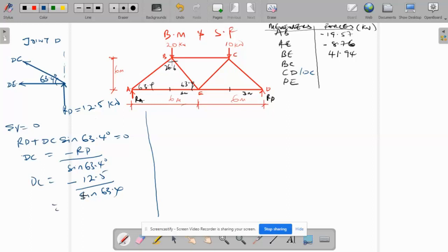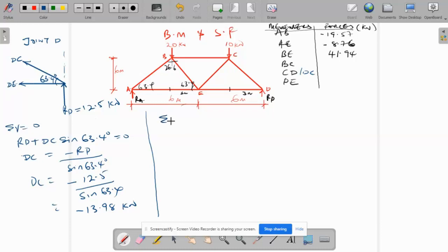So what we'll have here is minus 12.5 divided by sine 63.4. This will give us a value of minus 13.98 kilonewton. So we've been able to get DC. The next thing we need to evaluate is DE.